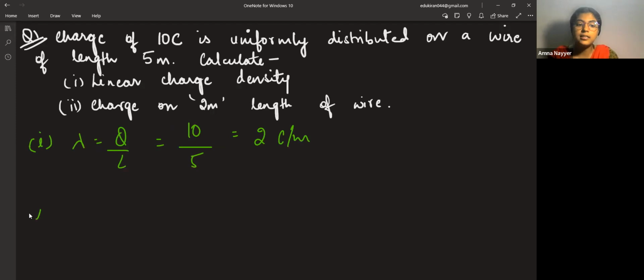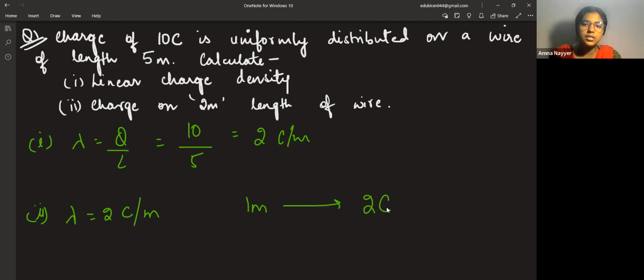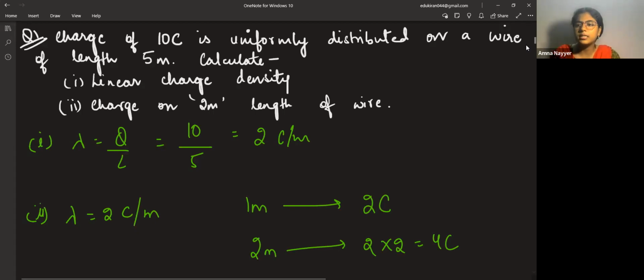See class, what is lambda? Lambda is 2 coulomb per meter. This means for 1 meter you are having 2 coulombs. When I say lambda is 2 coulomb per meter, this means for 1 meter I am having 2 coulomb of charge. So for 2 meter length of wire, I'll have 2 into 2, that is 4 coulomb of charge. For 1 meter, if it's 2 coulomb, so for 2 meters it will be double of it. Yes. So that is the answer to this question.